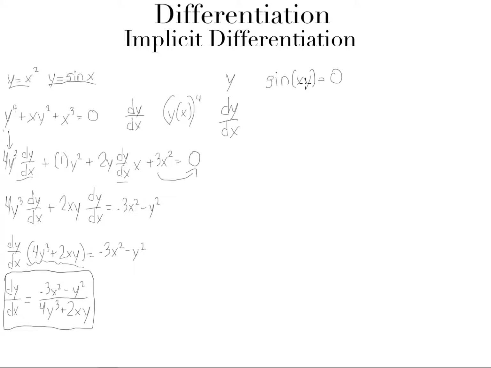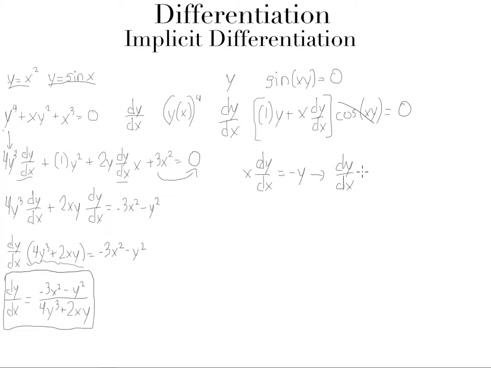So first we would have to take the derivative of the inside function using the product rule, which would be 1 times y plus x times dy dx, since the derivative of y using the power rule is simply 1, and this whole quantity times cosine of xy equals 0. Then we can cancel the cosine term, and we'll find that dy dx times x equals negative y, and simply dy dx equals negative y over x.